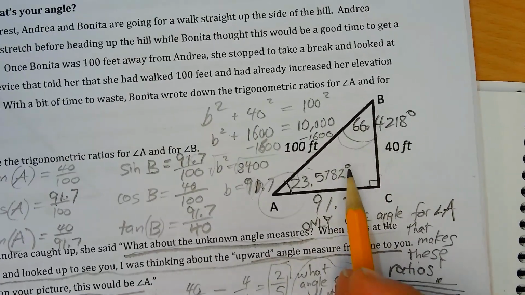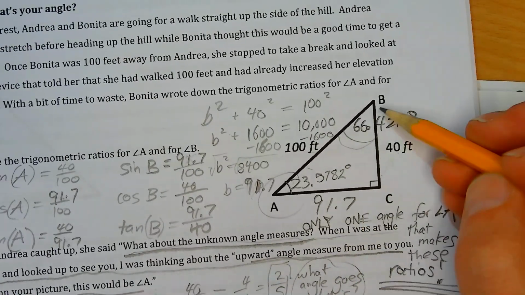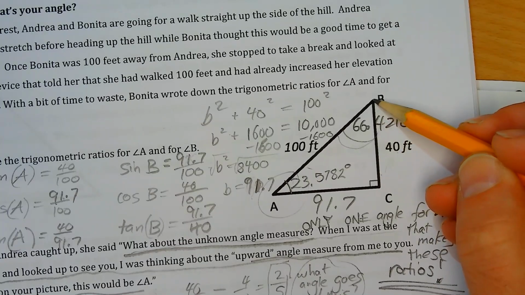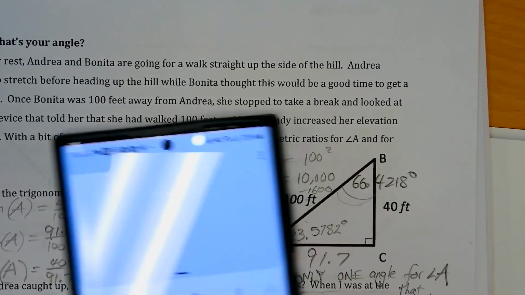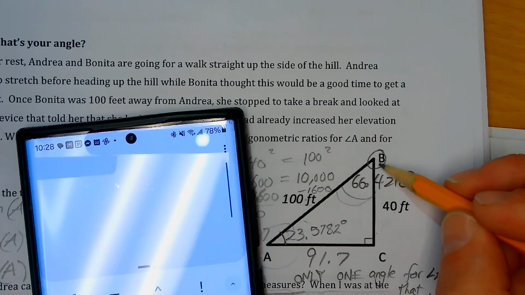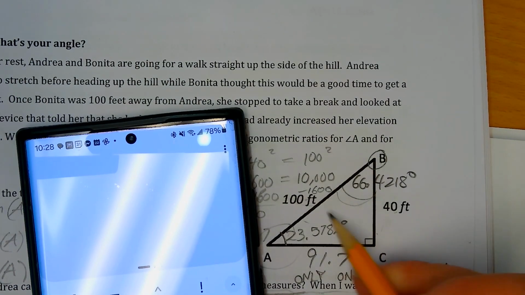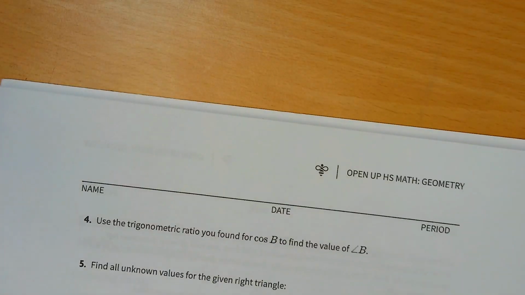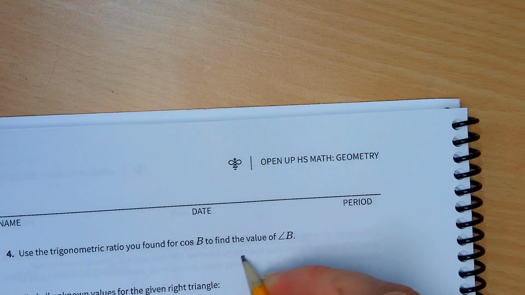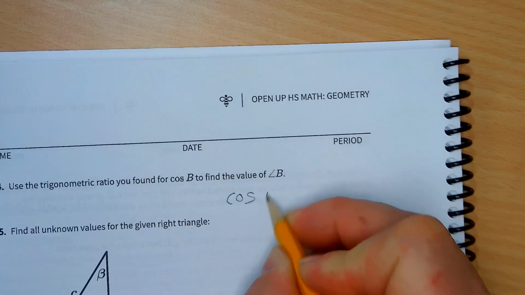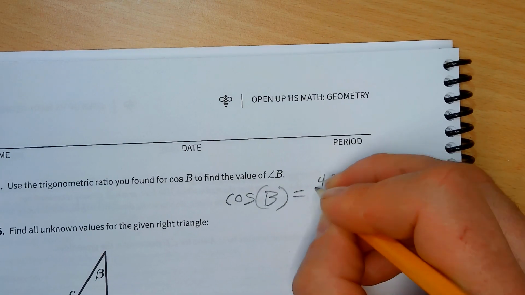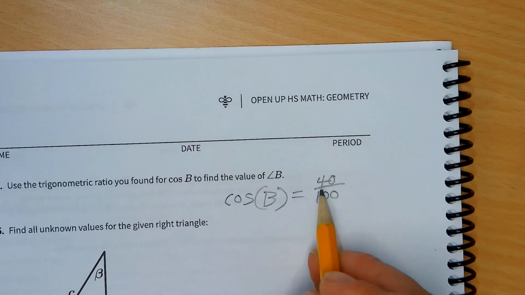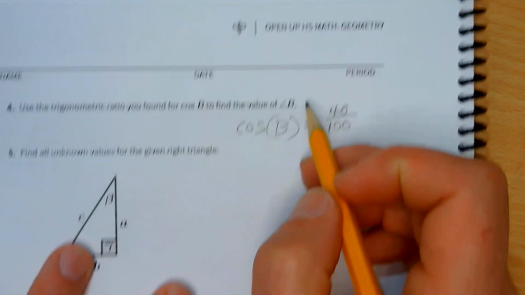But we can also inverse cosine this thing on 4/10. Let's see. So we know that cosine of b is 4 over 100. Let's switch to this. I'm just going to leave it like this. Okay, check this out.